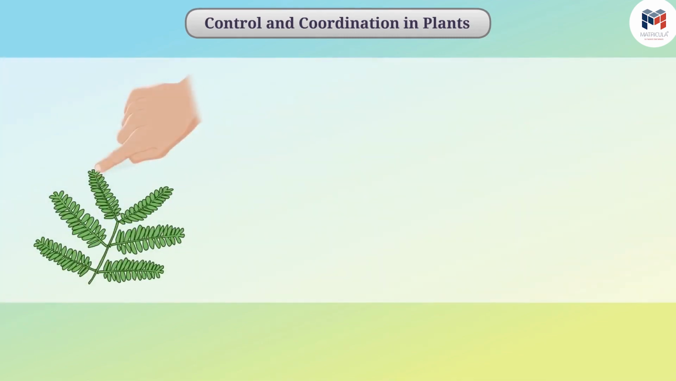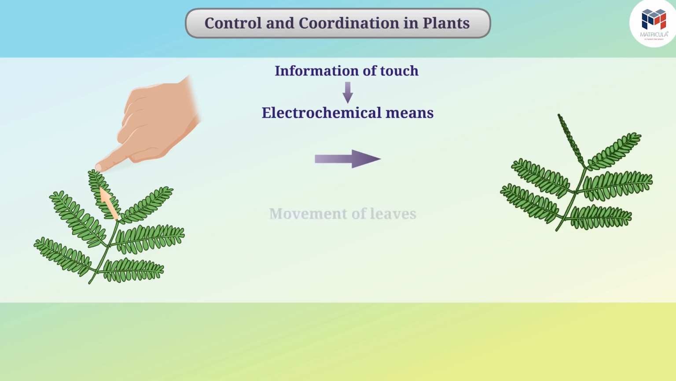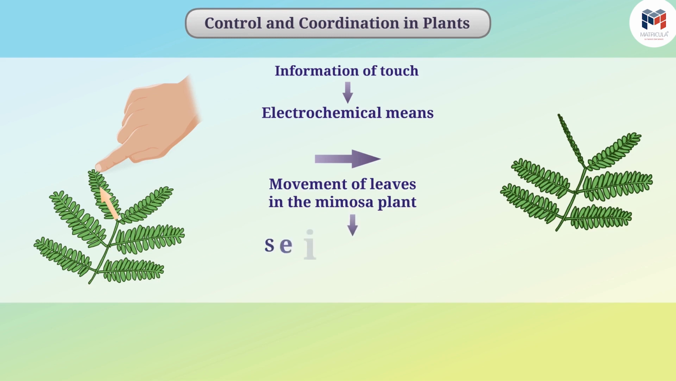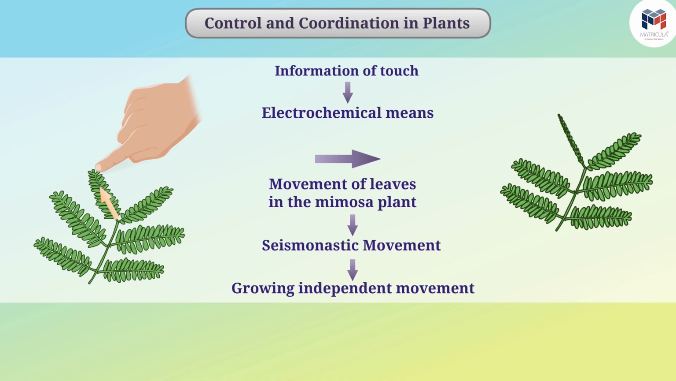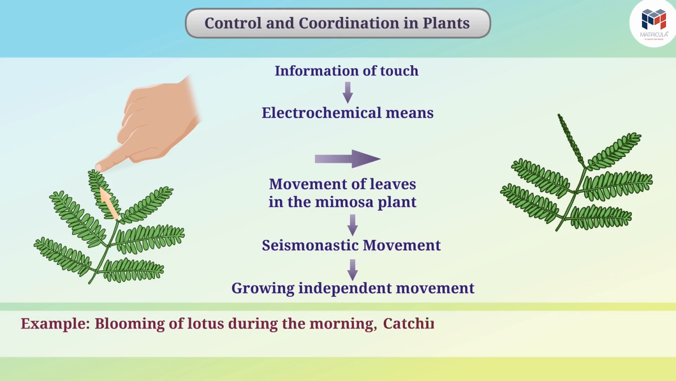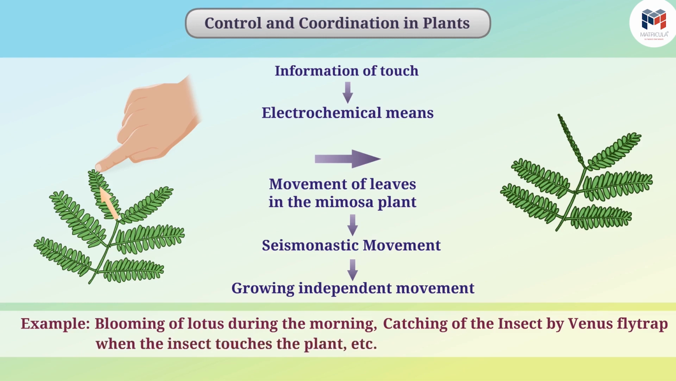Even if we touch the plant at any part, the response is given by other parts as well. For this, the information of touch is transported to other parts of the plant by electrochemical means. Because of this, the leaves get closed. The movement of closing the leaves in the mimosa plant is termed as seismonastic movement, which is a growth-independent movement. Similar movements are blooming of lotus during the morning, catching of insects by Venus flytrap when the insect touches the plant, etc.